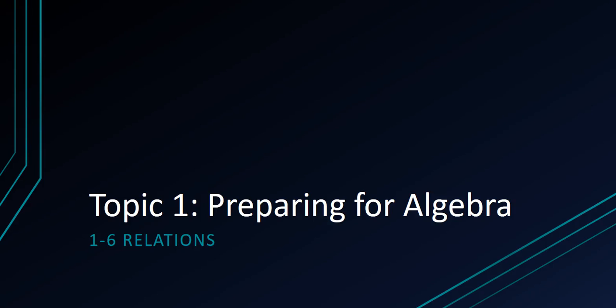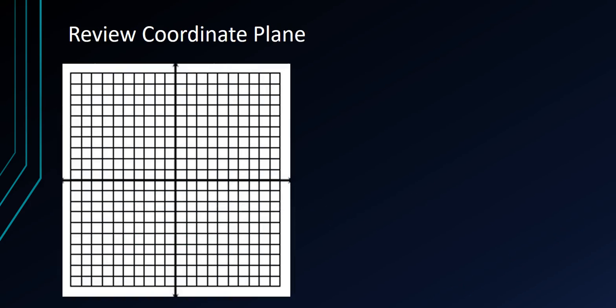This video is about relations. So first we need to review some coordinate plane vocabulary. Remember, a coordinate plane is like this picture here. You have an x-axis, which is the horizontal axis, and the y-axis, which is the vertical axis. Where those two axes meet, in the center here, that's called the origin.